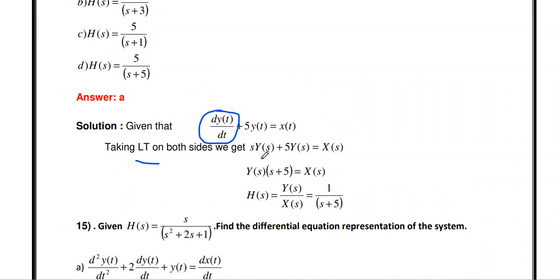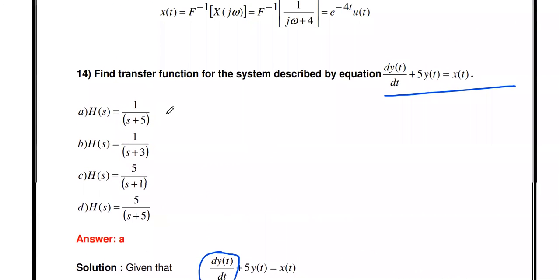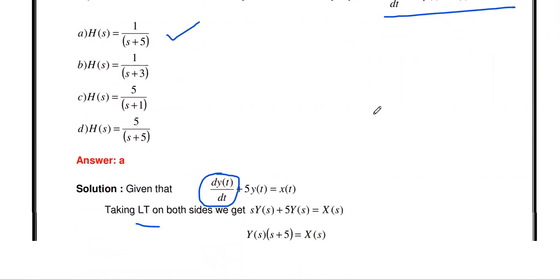Okay, then on the left side, you take Y of s common. So Y of s into s plus 5 is equal to X of s. From this, if you rearrange Y of s by X of s, we will get H of s. So H of s is equal to 1 by s plus 5. Okay, this is the transfer function. So 1 by s plus 5 is the transfer function of the system.